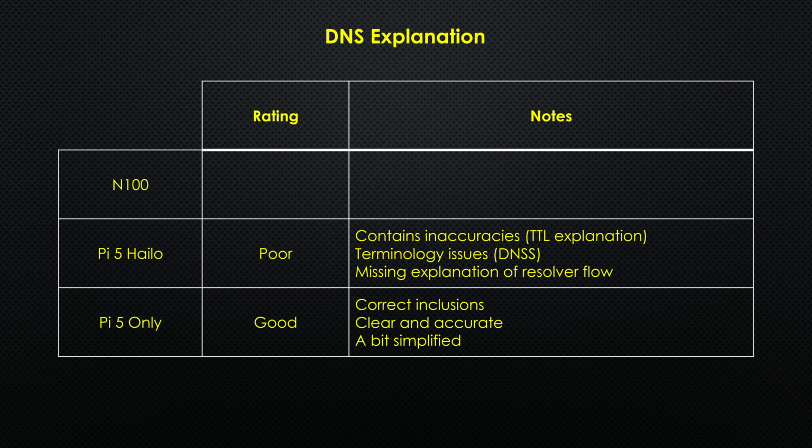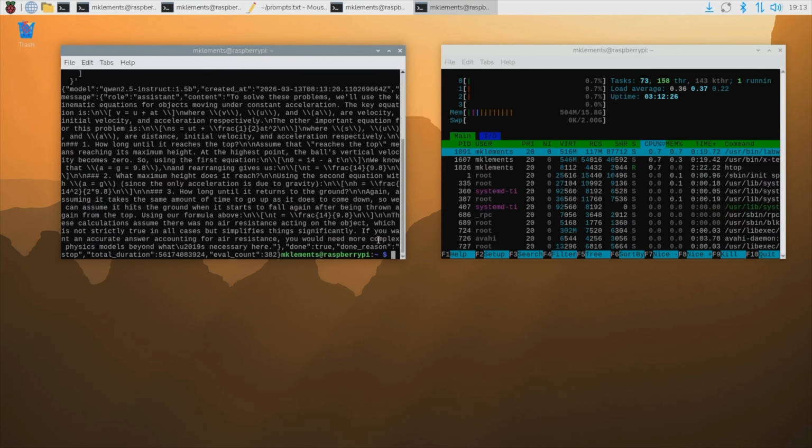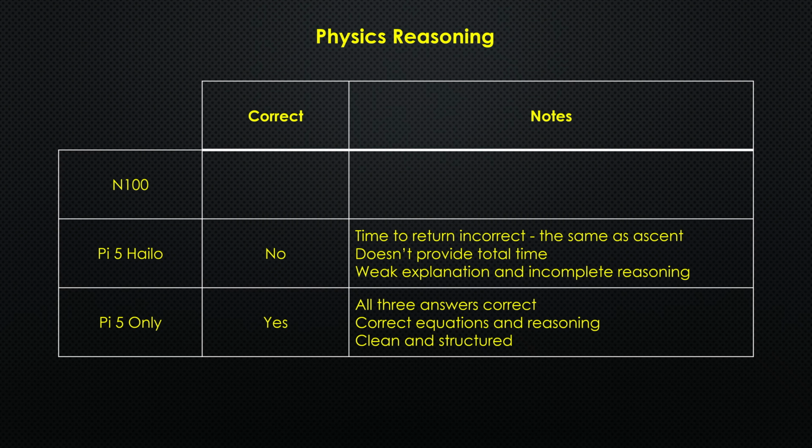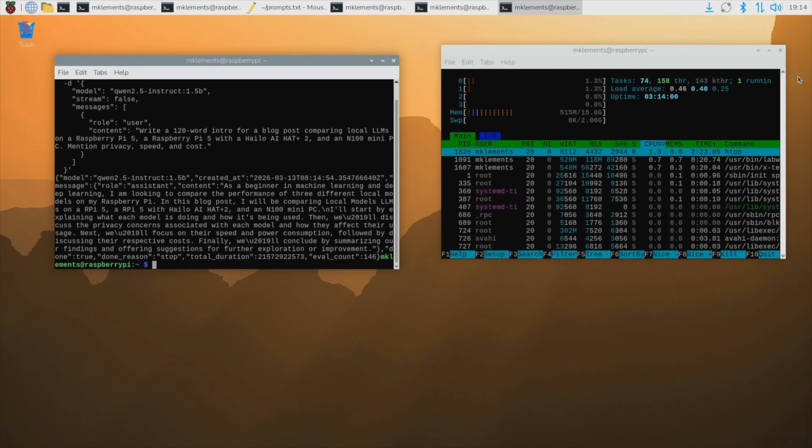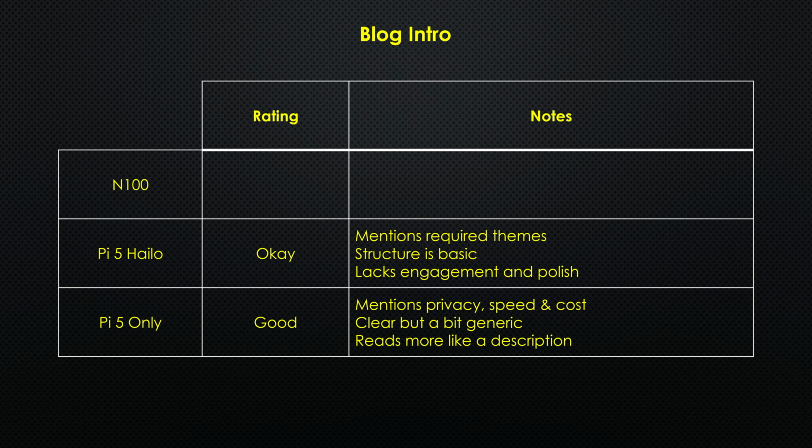And it didn't end there. The quality of the responses was also quite poor. The DNS explanation had inaccurate information, terminology issues, and missed explaining resolver flow. The physics reasoning prompt got the wrong return time, didn't provide the total time, and in general had weak explanations and incomplete reasoning. And lastly, the blog intro mentions the required themes, but the structure is very basic and it lacks engagement or thought.